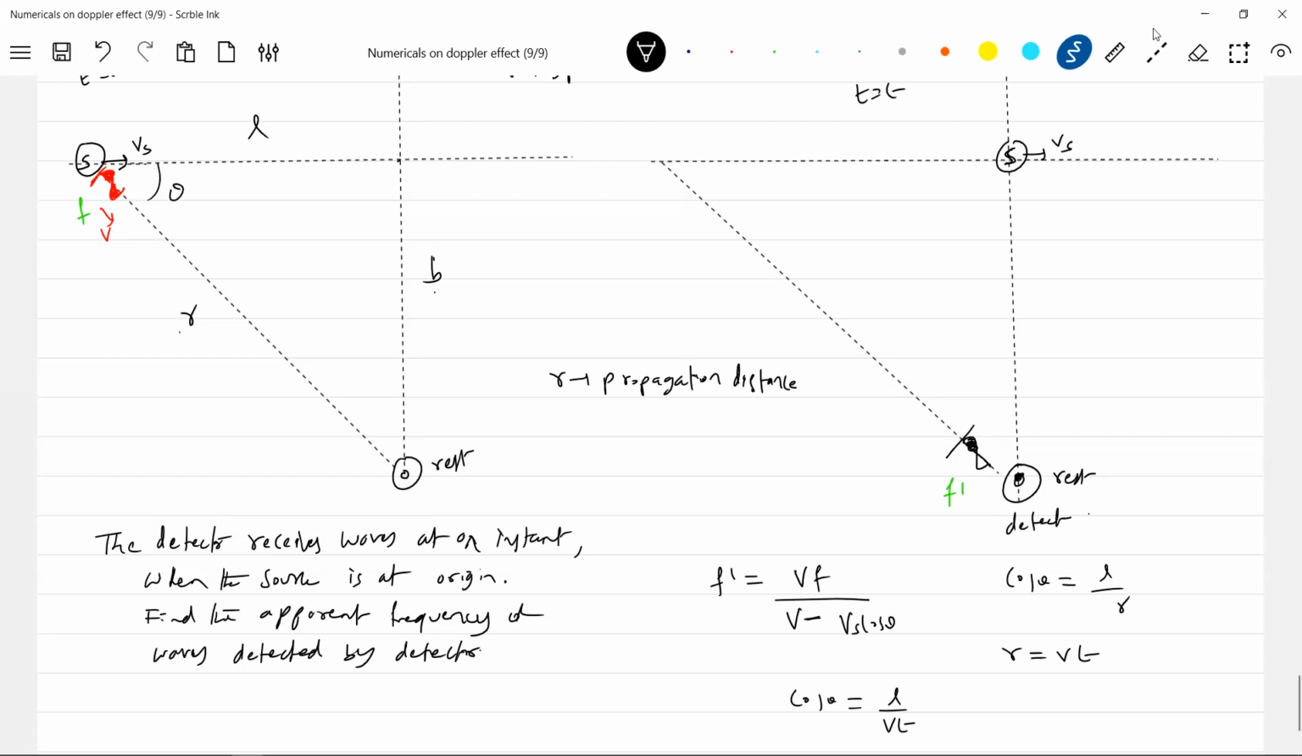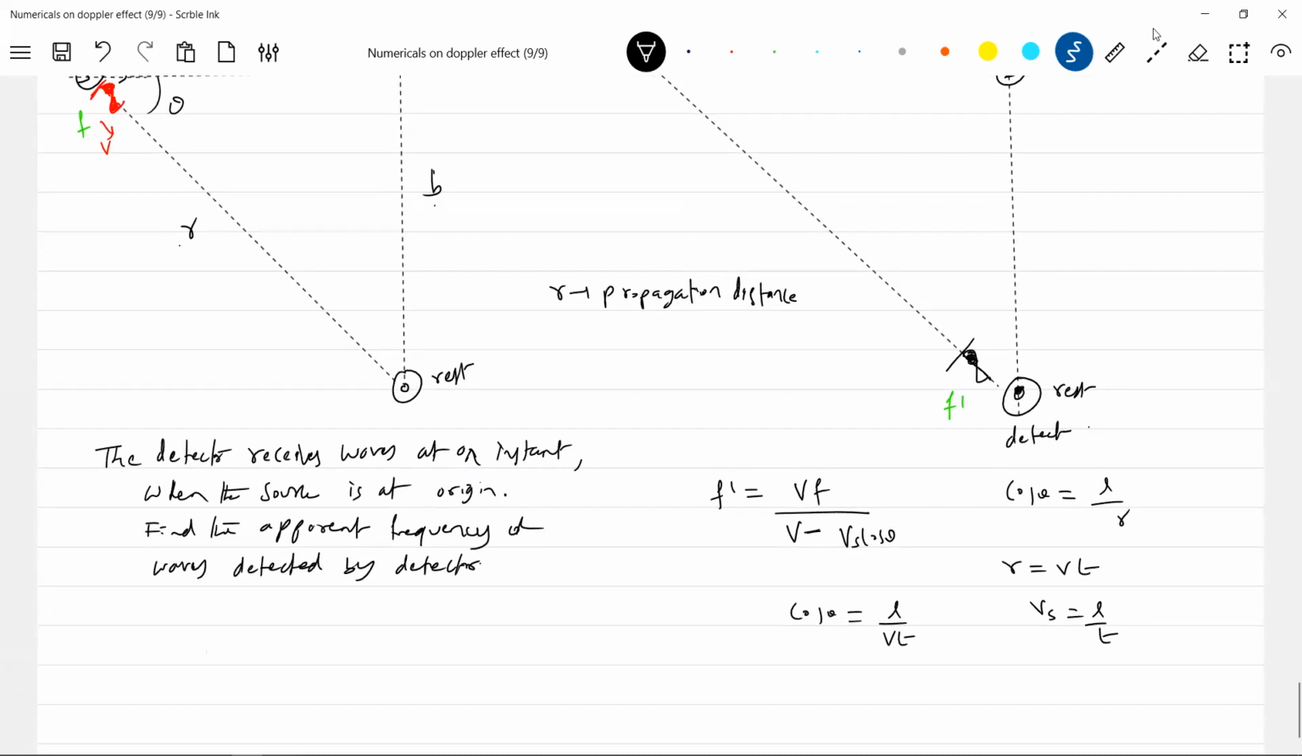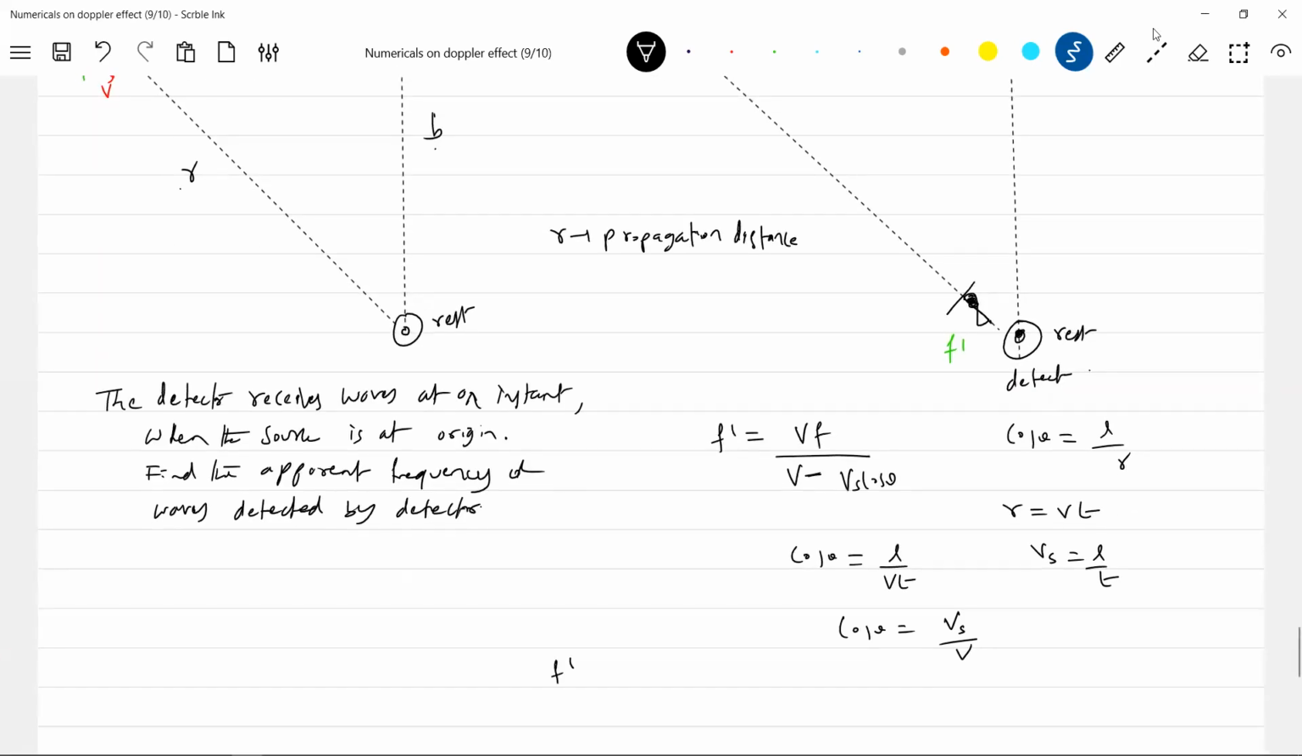How do you define t? The distance moved by the wave in the interval of time t. So Vs should be equal to L by t. So in place of cos theta, what can we write? L by t times Vs. Substituting this, the apparent frequency will be F dash equals Vf by V minus Vs cos theta.